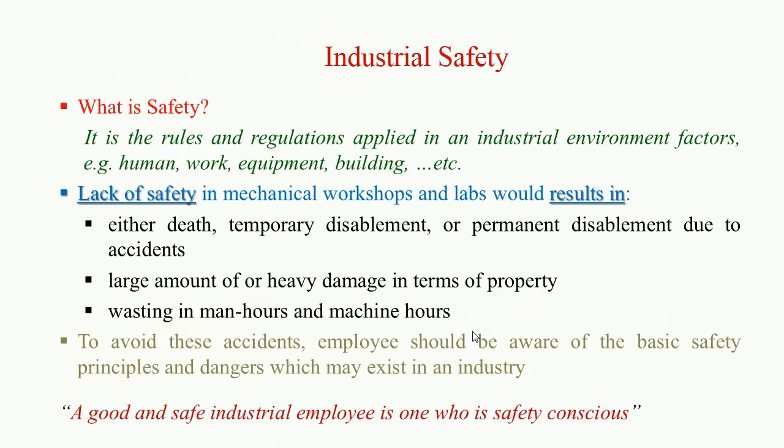Coming to the first chapter of this course, that is Industrial Safety. What is safety? Safety is the rules and regulations which are applied to industrial environmental factors, for example on humans, on work, on equipment, on buildings, etc. So any rules and regulations which are applied to industrial environmental factors are called safety.